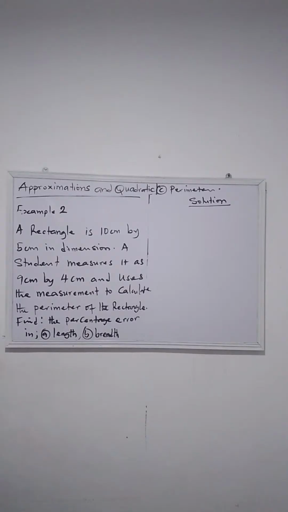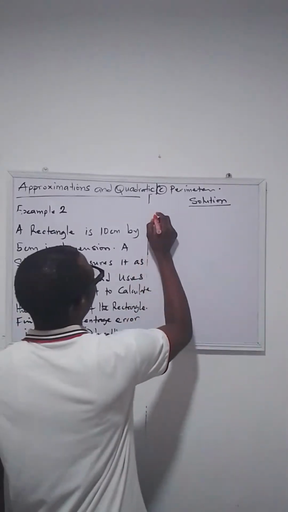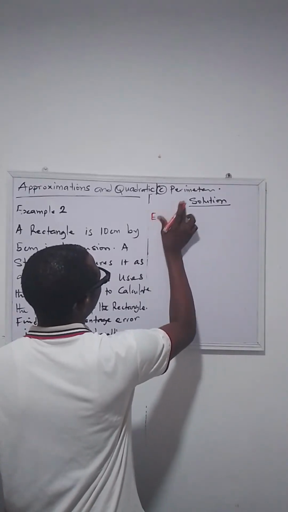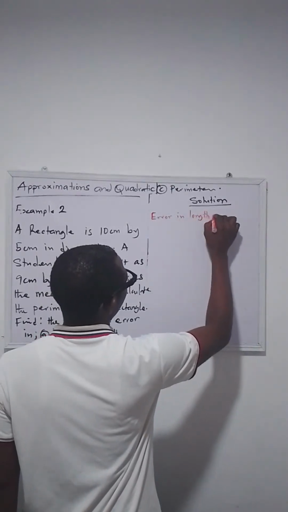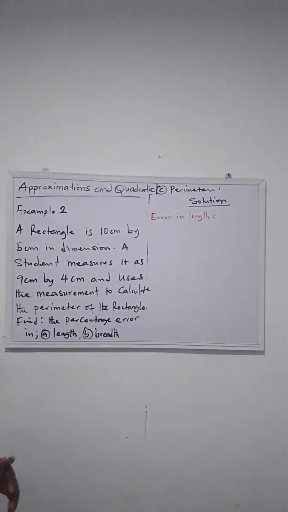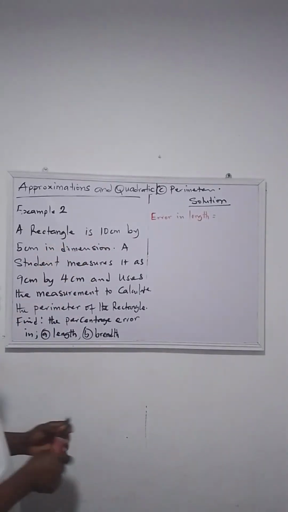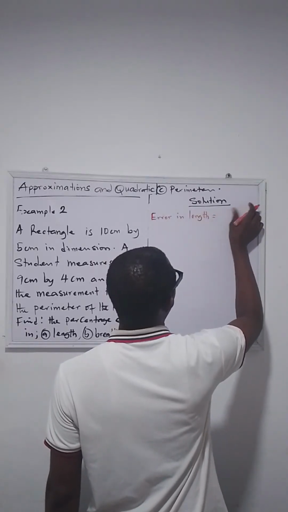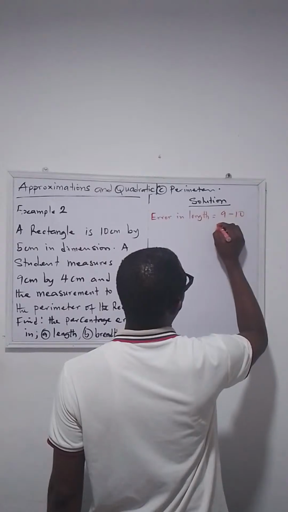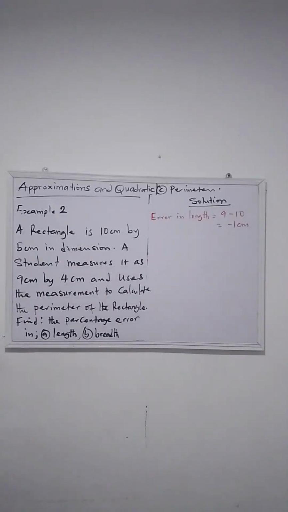Okay, so now the first thing is to calculate the error in length, since we want to get the percentage error in length. So we write error in length. So what is error in length? That is the estimated minus the actual measurement. The estimated is 9, actual measurement is 10. So we have 9 minus 10. And that gives us what? Minus 1 centimeter. So that is error in length.